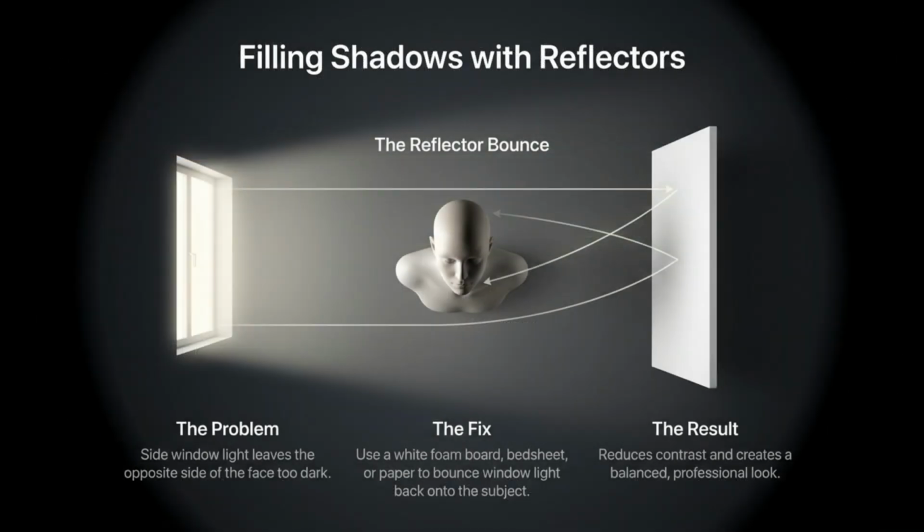Fill shadows with reflectors. If side window light leaves one side of the subject too dark, use a white foam board or paper to bounce the light back. This reduces contrast and creates a balanced, professional look.